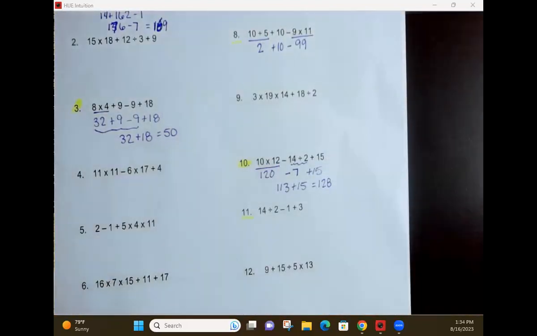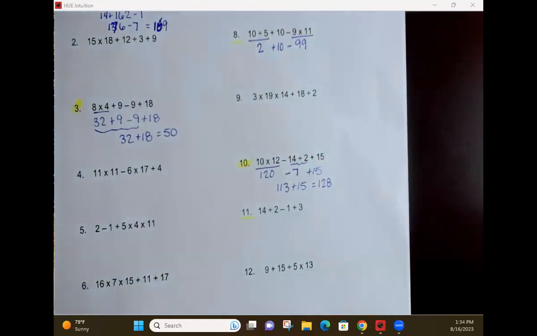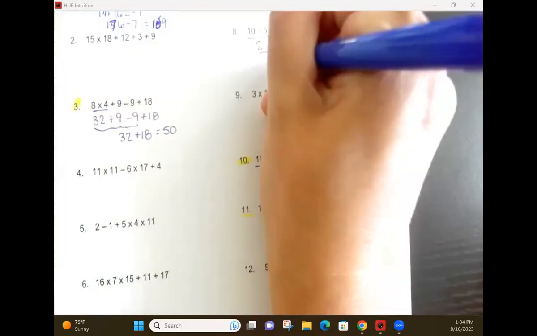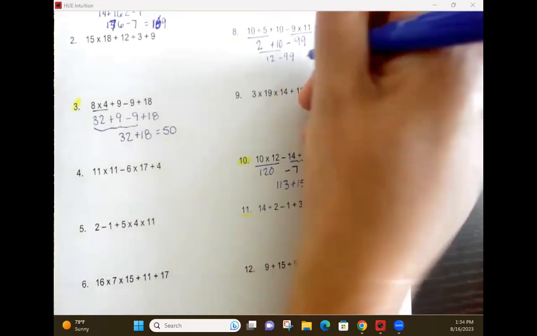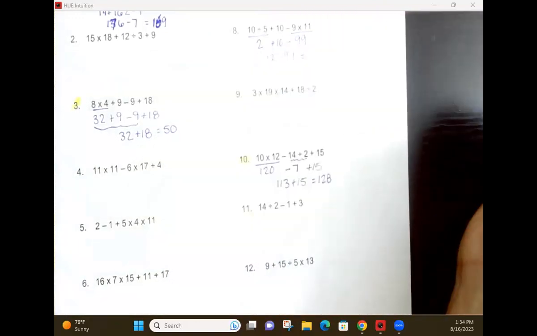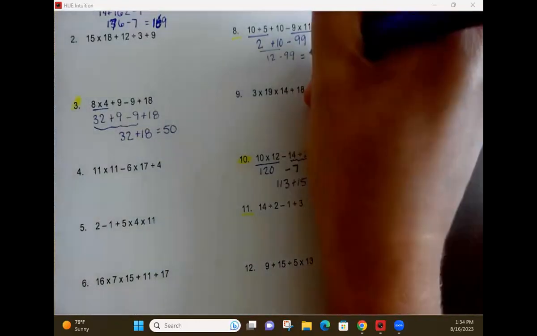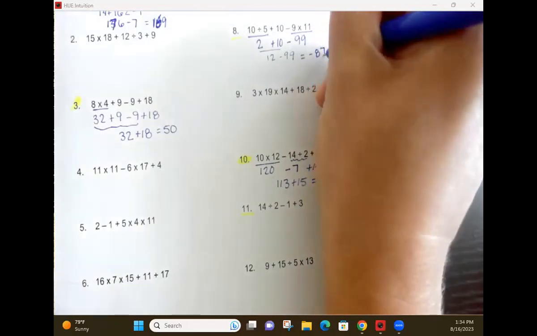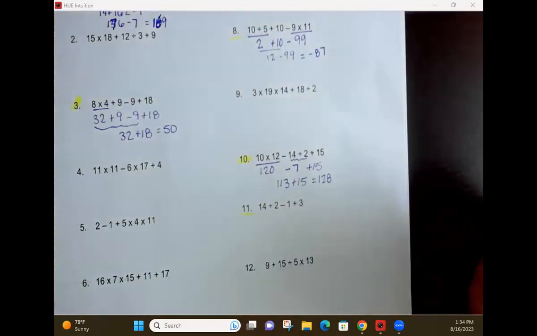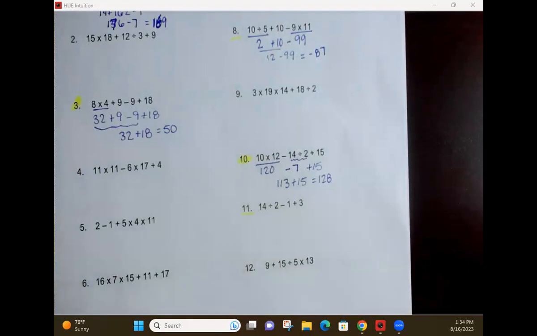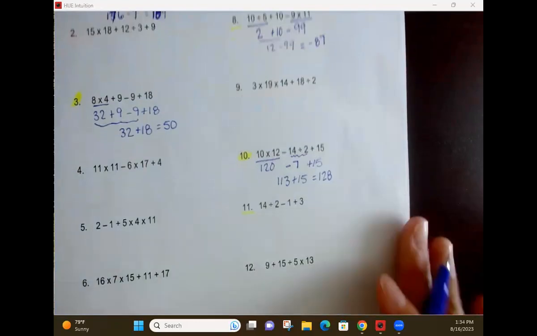Addition and subtraction, we go in order. So this would be 12 minus 99. What do I get here? Negative. We get a negative on this one. Okay, negative 87. That's okay. We're going to see negative numbers. We're going to see fractions and decimals. That's okay.